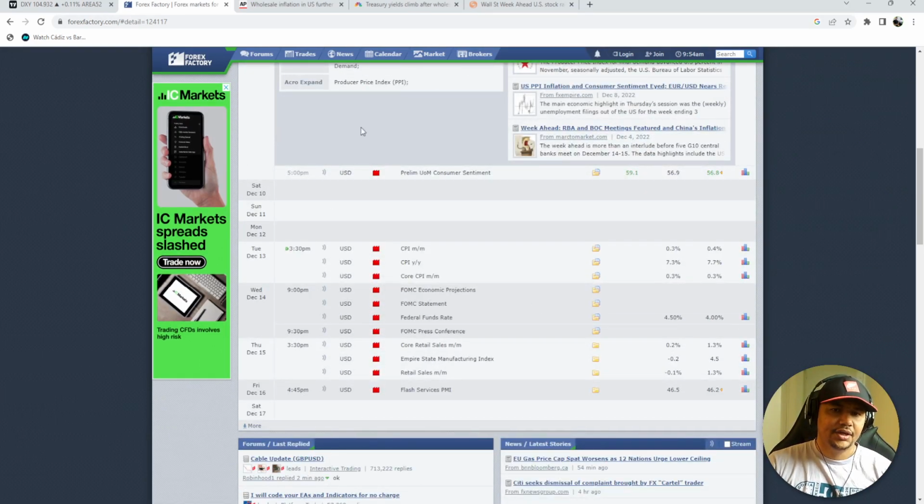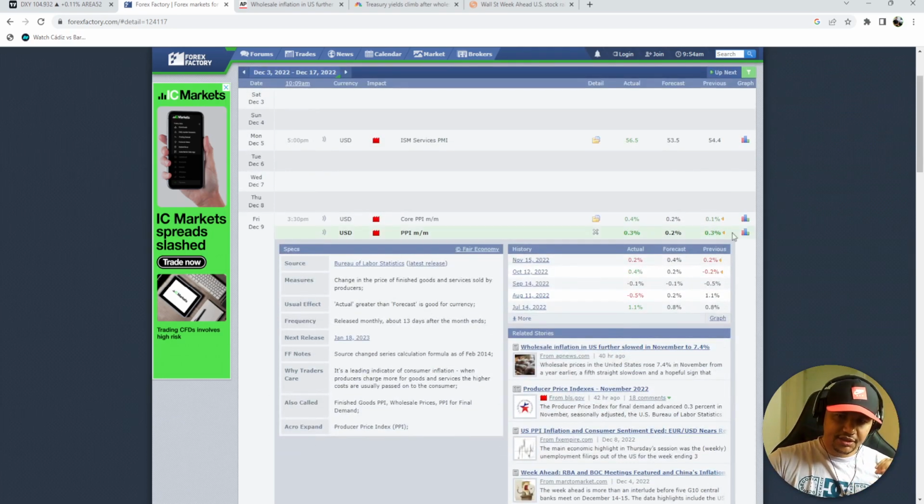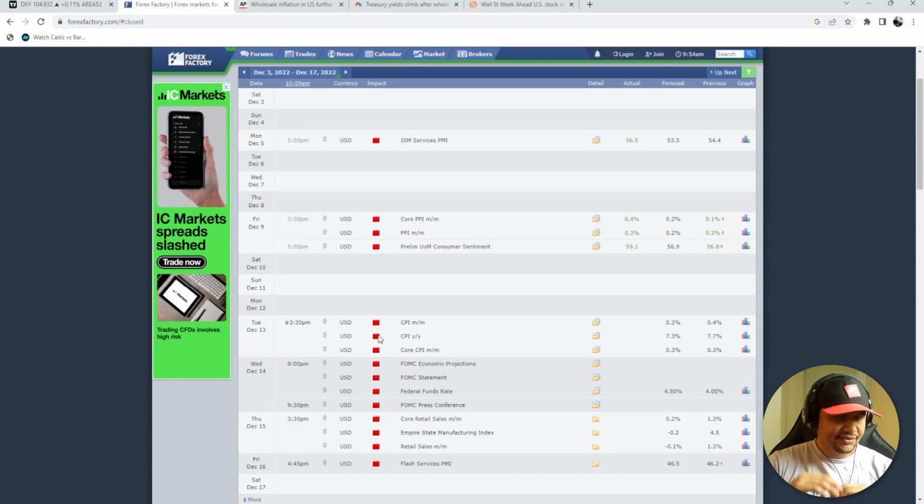Now, if we have a look at next week, we're starting the week off with the consumer price index, which is the main indicator we will use to determine whether inflation is on the rise or not. But the PPI data on Friday has given us a slight indication that we could potentially still see the CPI data come through higher than expected.